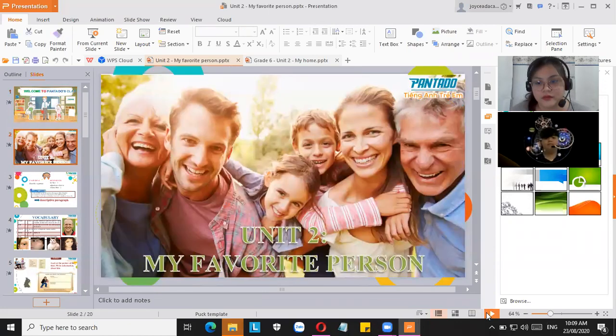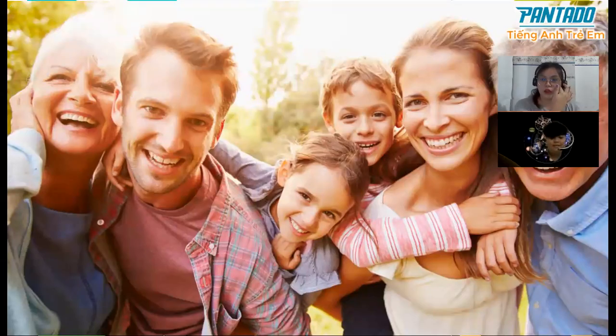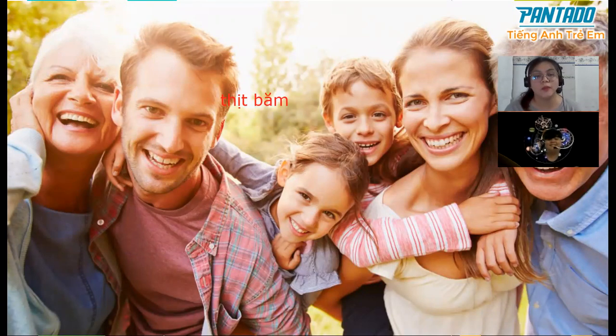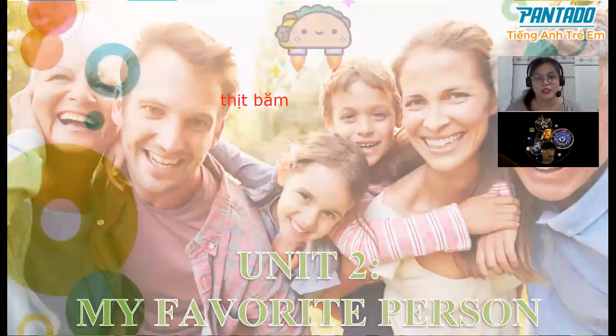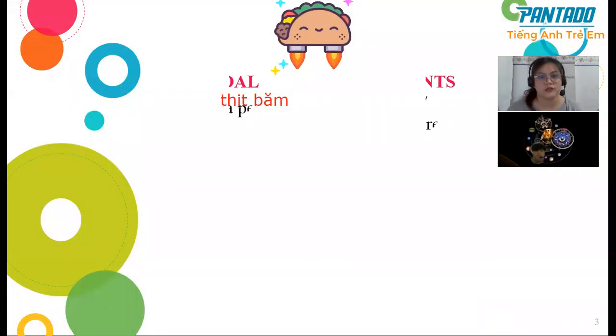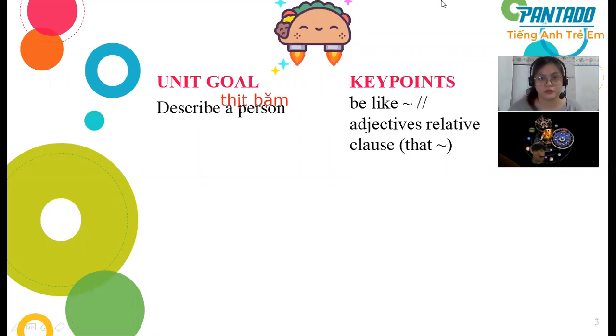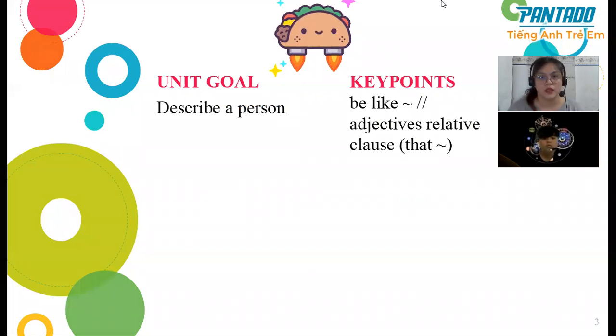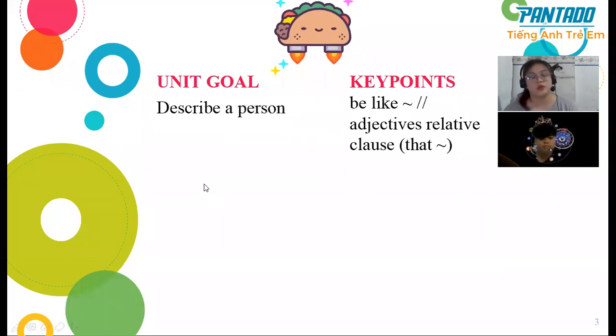Okay. Now, for today's lesson, we are going to have a writing activity. So you will write, okay? You will choose the chat box, okay? So this is unit 2 for writing, and we are going to talk about your favorite person. Okay, so this is our unit goal. So our unit goal will be to describe a person.